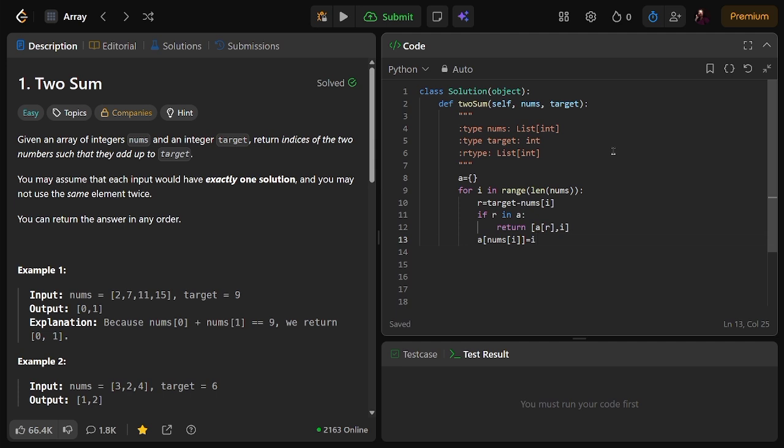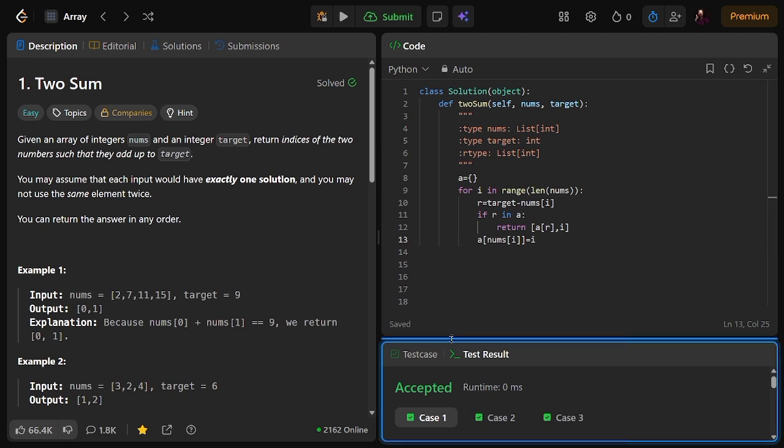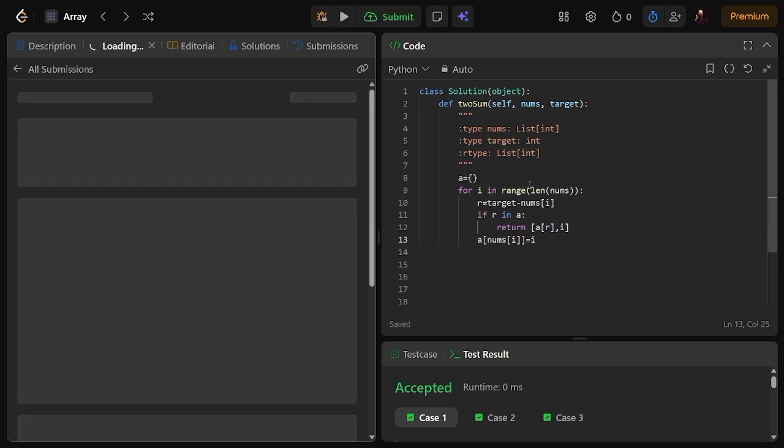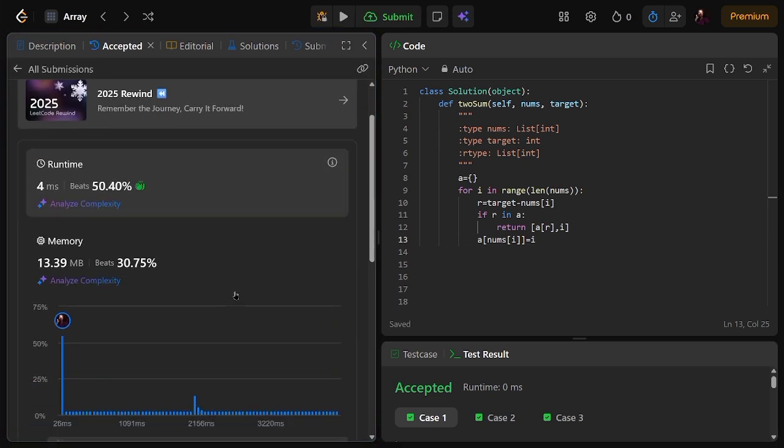All right, let's run this code. Accepted, and also submit this code. Here it is submitted too.